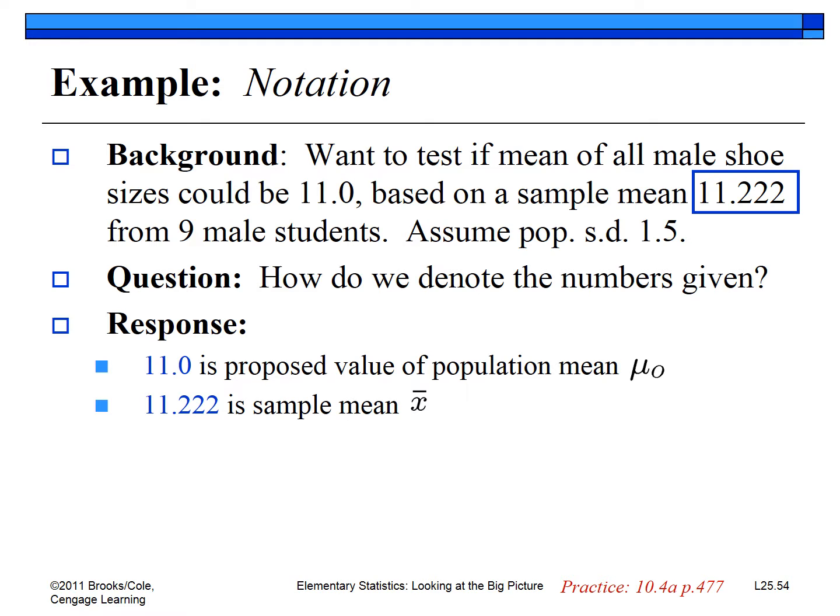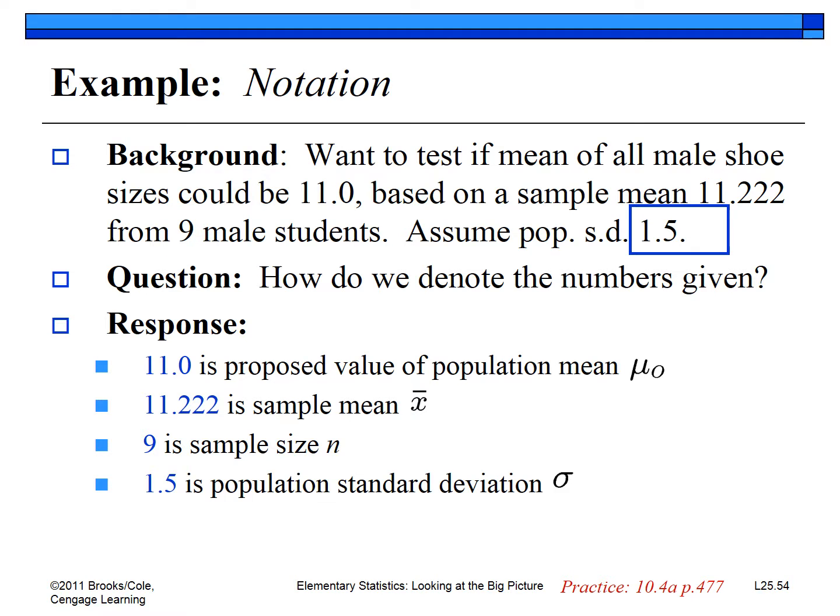11.222 is the sample mean. We'll denote that with an X bar. 9 is the size of the sample. We'll use N for that. And 1.5 is the population standard deviation. For that we use sigma.